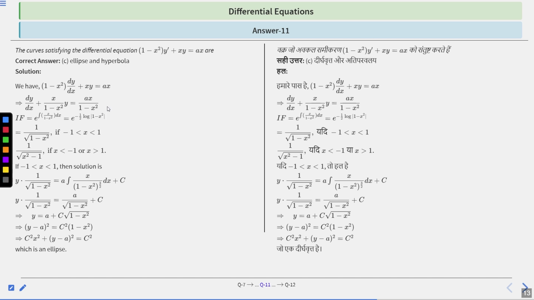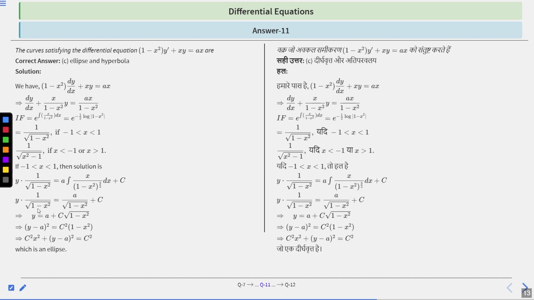It is equal to 1/√(1 - x²) if x is between -1 and 1, and 1/√(x² - 1) if x is less than -1 or greater than 1. So if x is between -1 and 1, then the solution is basically y · 1/√(1 - x²), because the integrating factor will be 1/√(1 - x²). Therefore, the solution will be y/√(1 - x²) = a times integration of x/(1 - x²)^(3/2) dx + c.